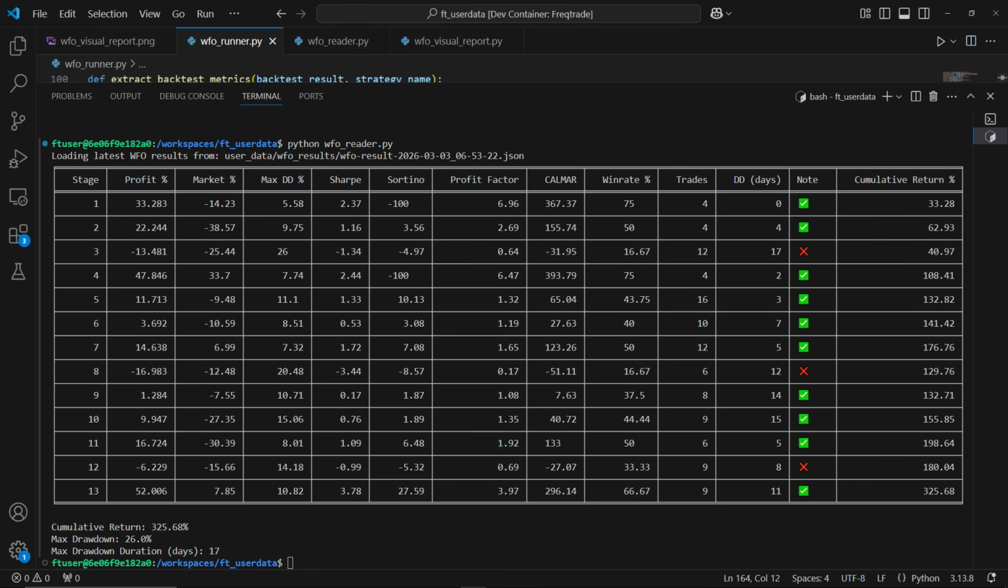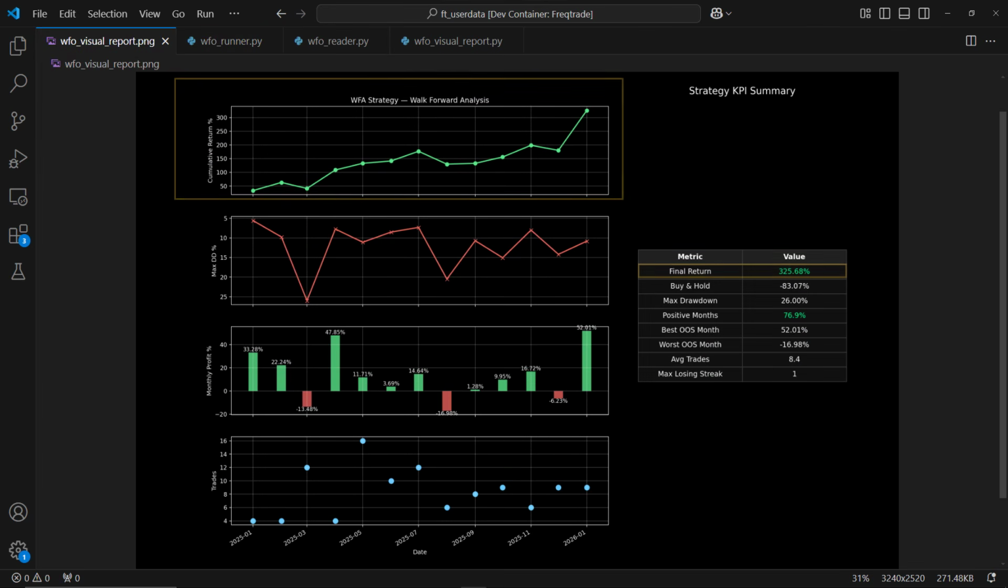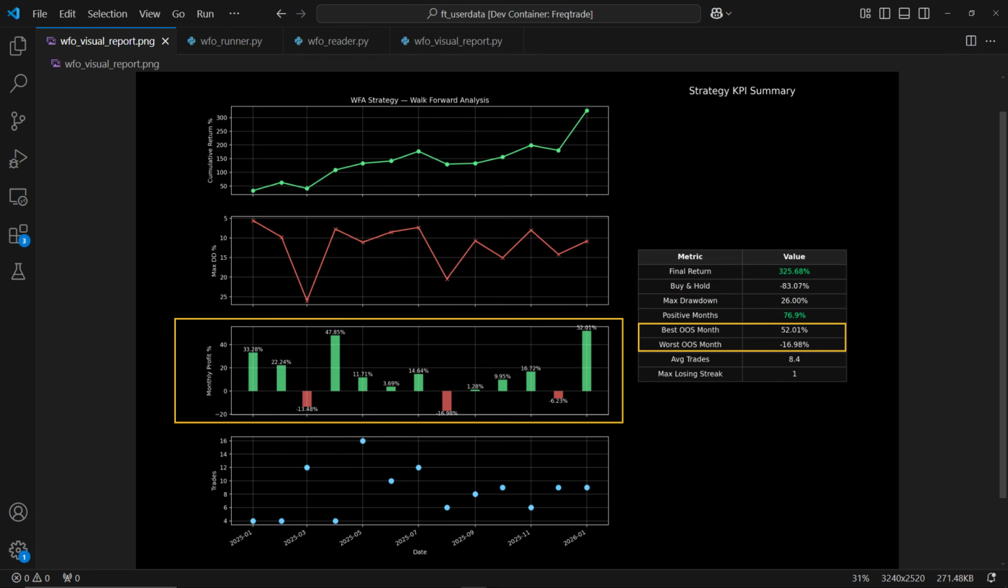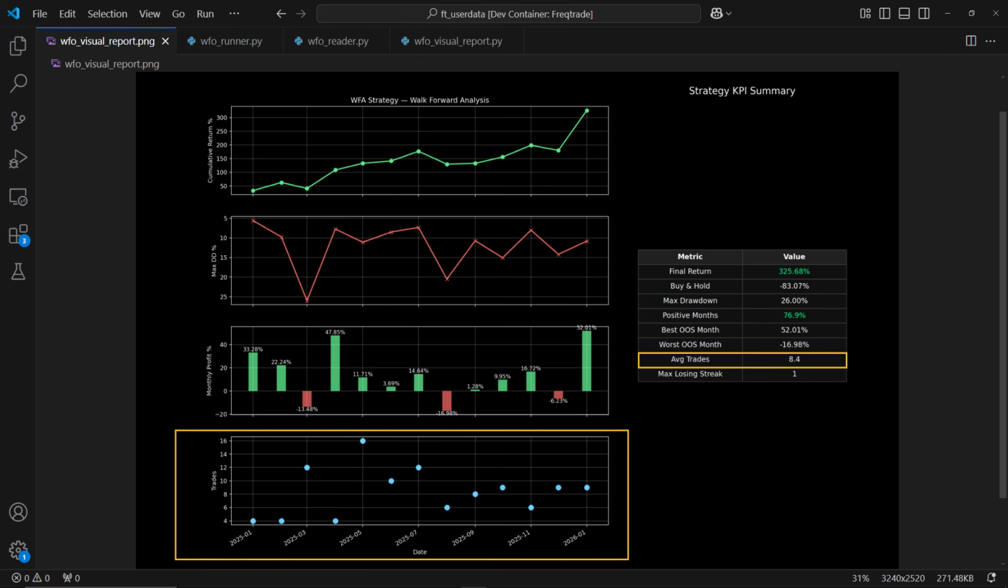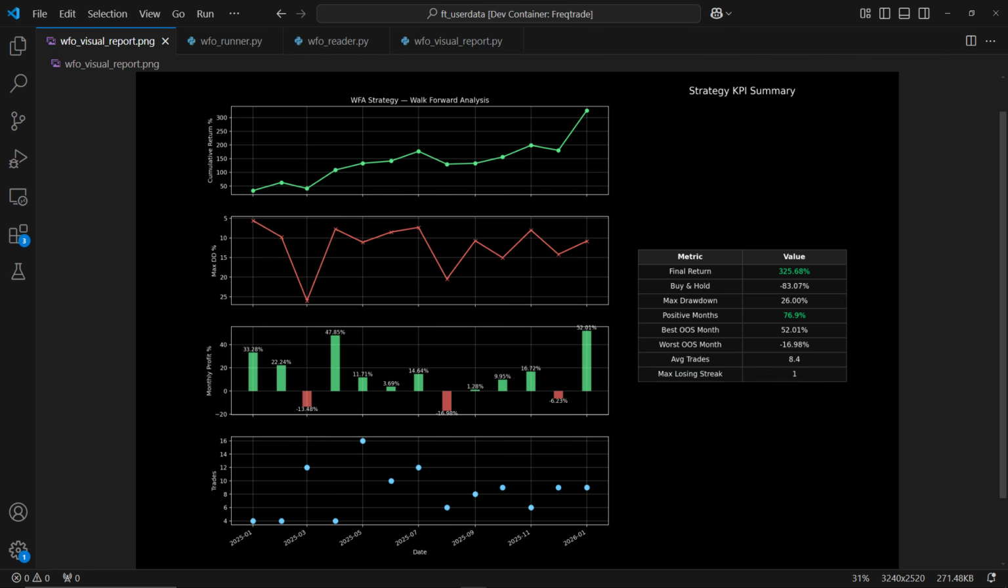Now let's look at the results. The strategy was tested on STX perpetual futures over 13 months of out-of-sample data. It delivered a 325% cumulative return with a maximum drawdown of 26%. Monthly returns ranged from -16% to +52%, and it remained profitable in 10 out of 13 months. It executed an average of 8.4 trades per month, which means the strategy stays selective. The maximum losing streak was just 1 month, highlighting its ability to limit extended periods of underperformance. Of course, backtest results don't guarantee future performance.